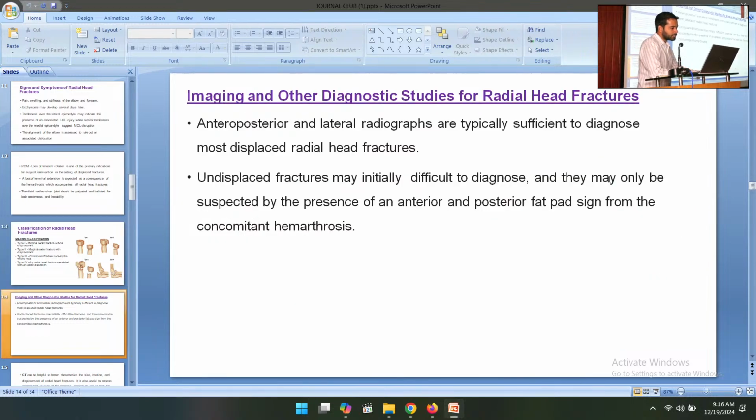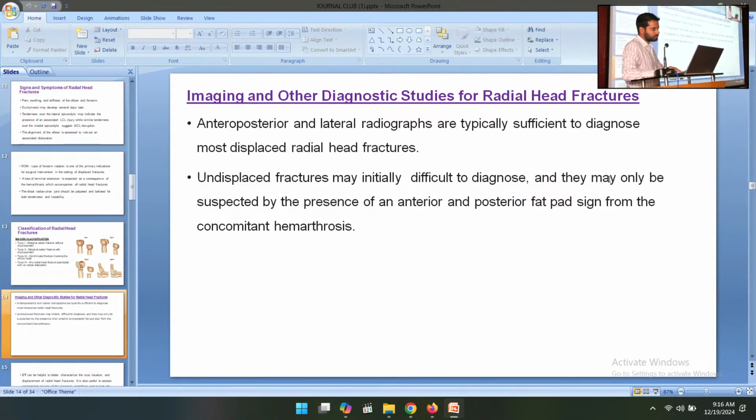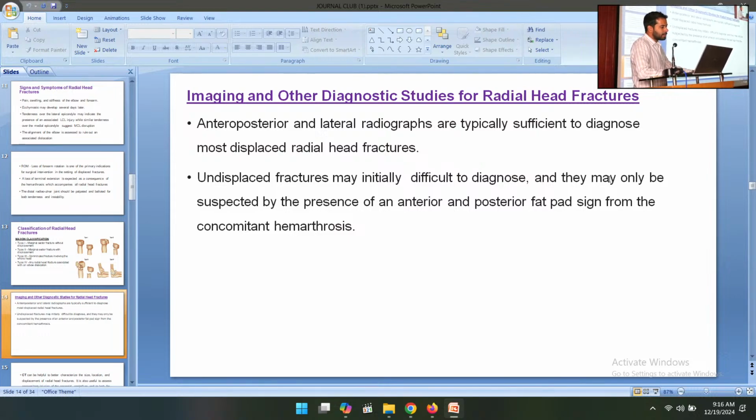Imaging and other diagnostic studies for radial head fracture. Anterior-posterior and lateral radiographs are typically sufficient to diagnose most displaced radial head fractures, and undisplaced fractures may initially be difficult to diagnose, and they may only be suspected by the presence of anterior and posterior fat pad sign from the concomitant hemarthrosis.